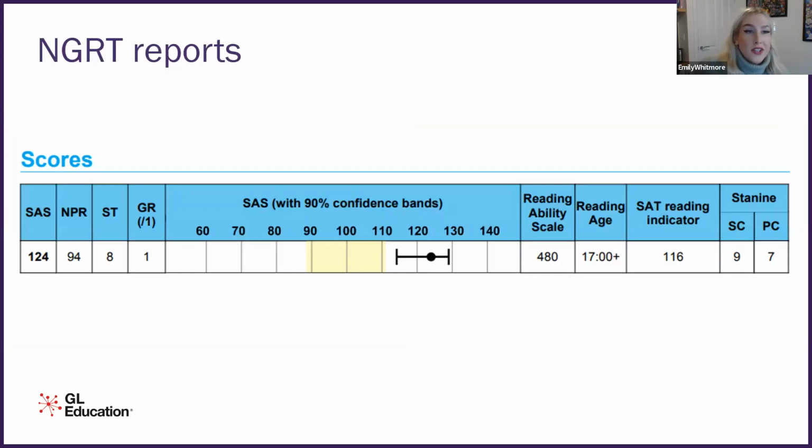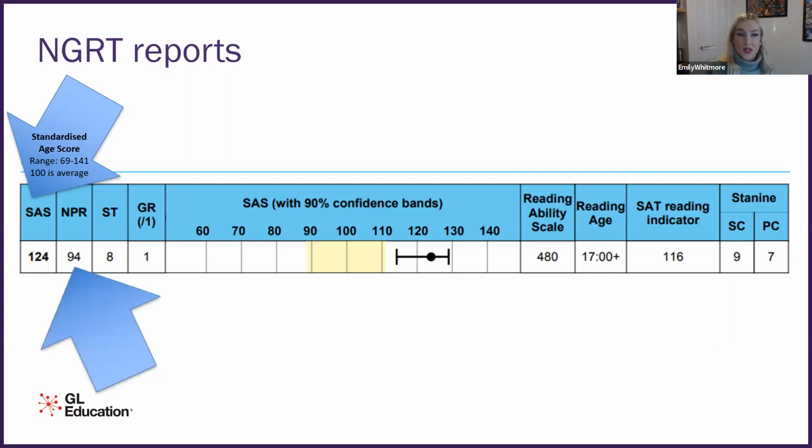If we look at the NGRT reports and go over some of those data points, typically schools focus on the standard age score and the reading age. Just so we're clear, some of these points include that standard age score, which gives you an indication of a student's reading and literacy ability in comparison to other students of the same age, as well as the percentile ranking, which gives you that same information in a slightly different format. Again, it lets you know how your students' reading and literacy can be compared to other students of the same age and where they fall within that range.